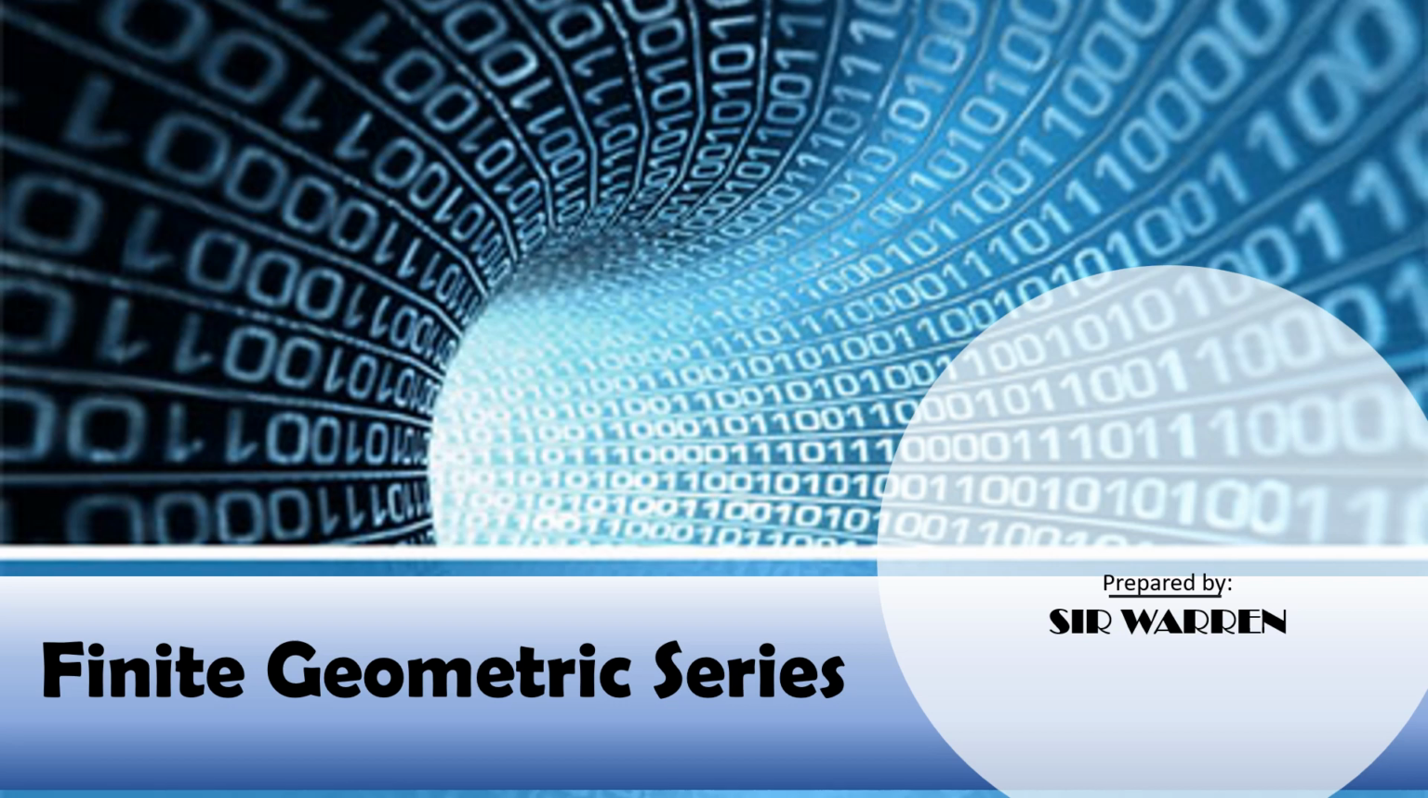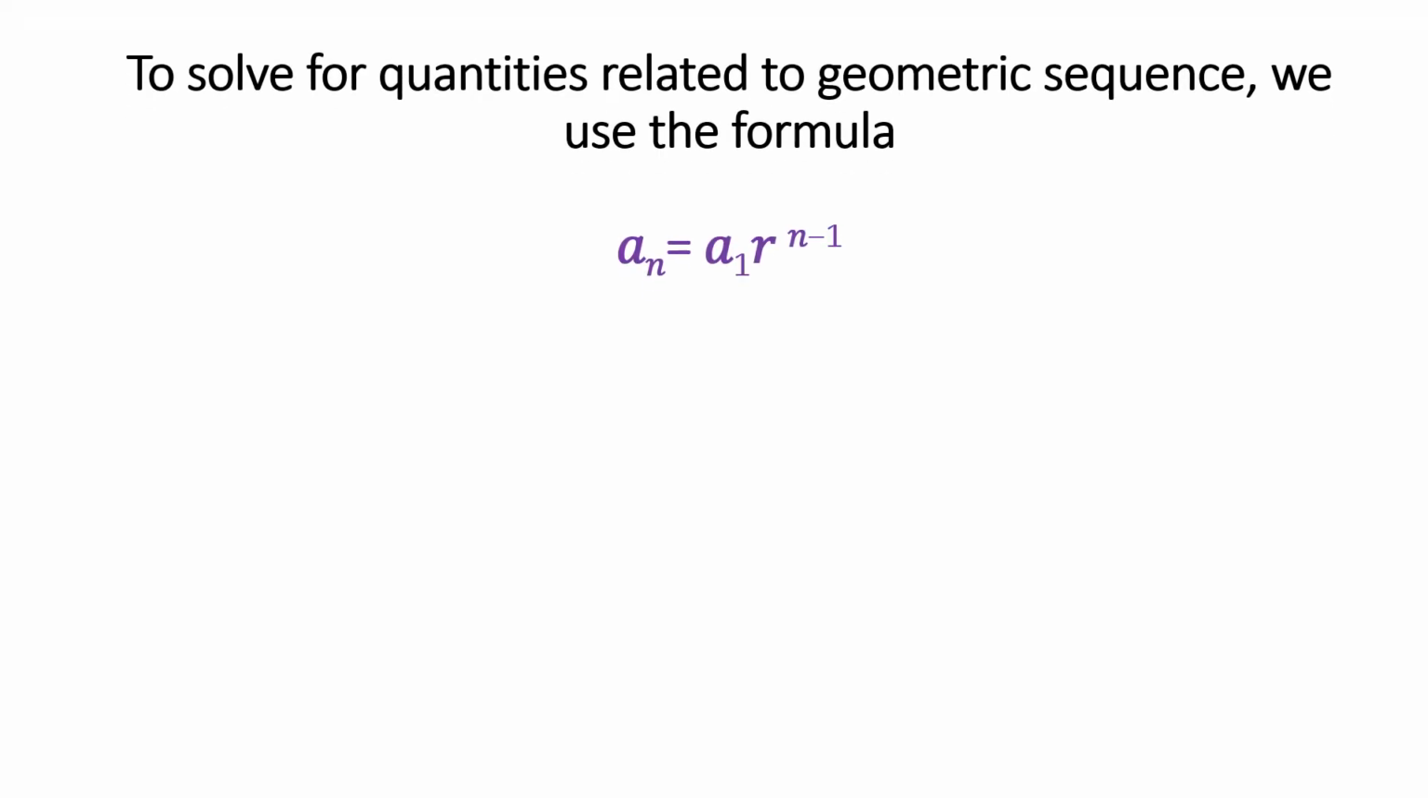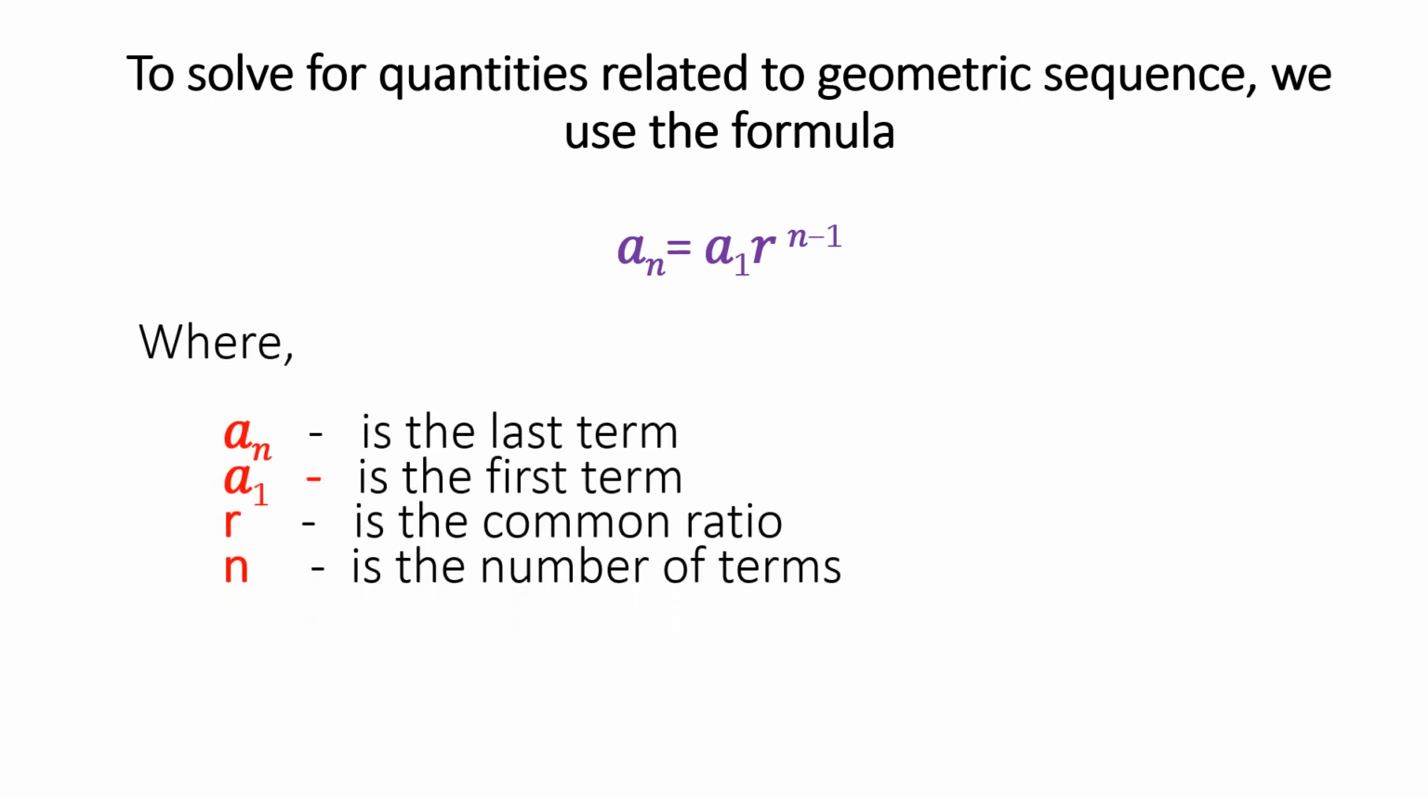Okay, so good day. Today we are going to discuss finite geometric series. If the given sequence or quantity is related to a geometric sequence, then we'll be using the formula a sub n is equal to a sub 1 times r to the power of n minus 1, wherein a sub n is our last term, a sub 1 is the first term, r is the common ratio, and lastly n is the number of terms.